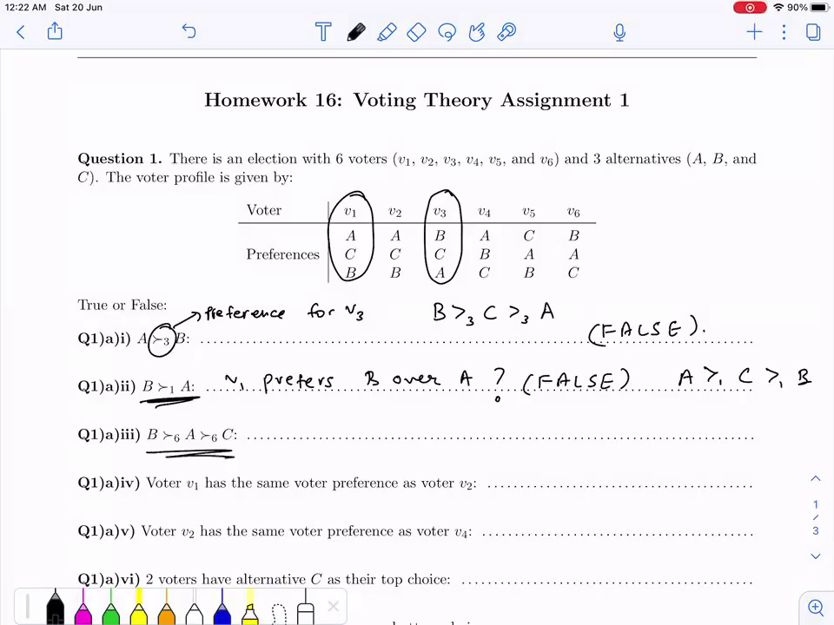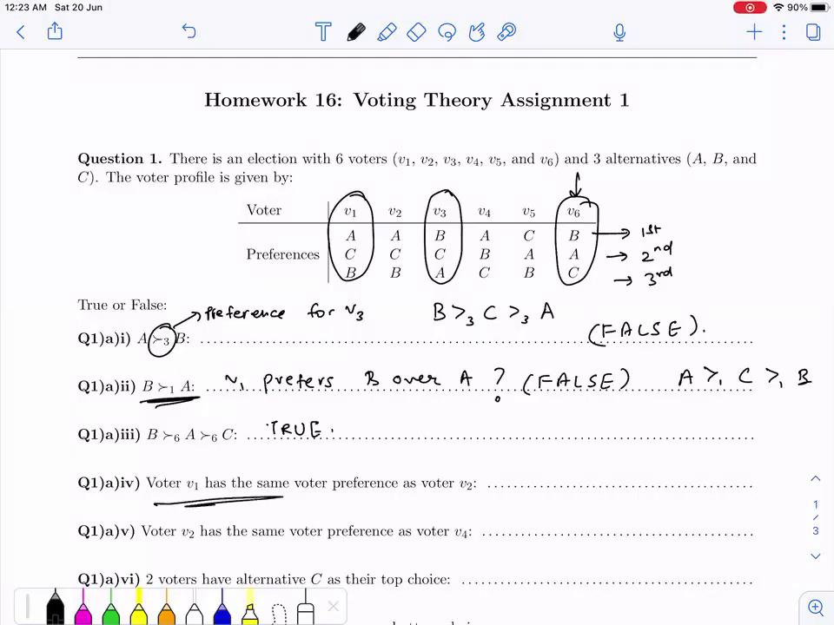The third one looks at the voter preference for voter 6. So yes, this is correct. This is in the correct order of preference for voter 6. They prefer B over A over C. So this is true.